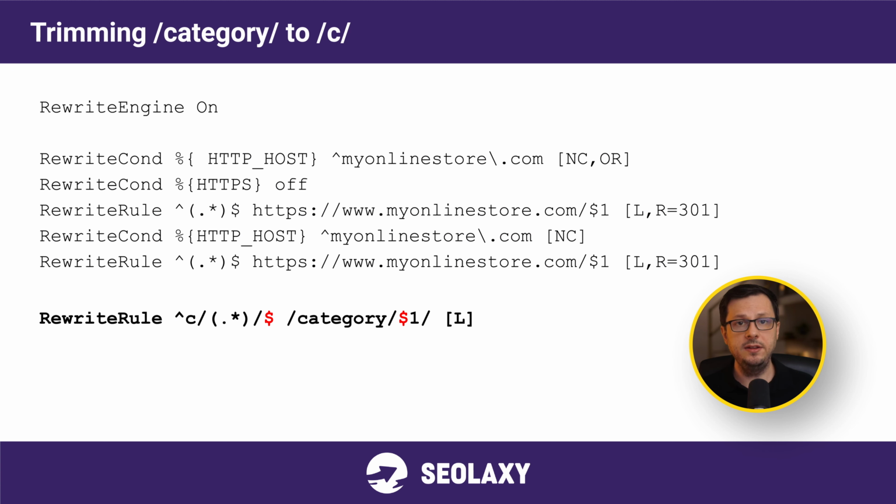Now let's shorten the product slug to only the letter P. That's easy. Notice the trailing slash in all versions. Don't forget it, it makes a difference in many analytics tools like Google Analytics.